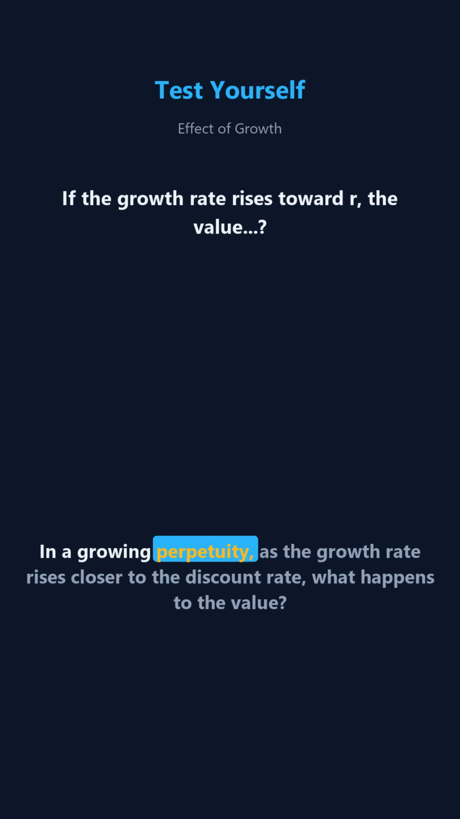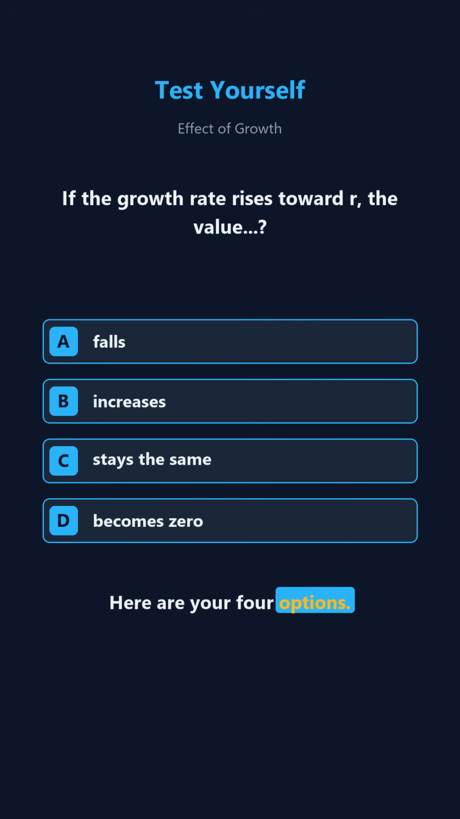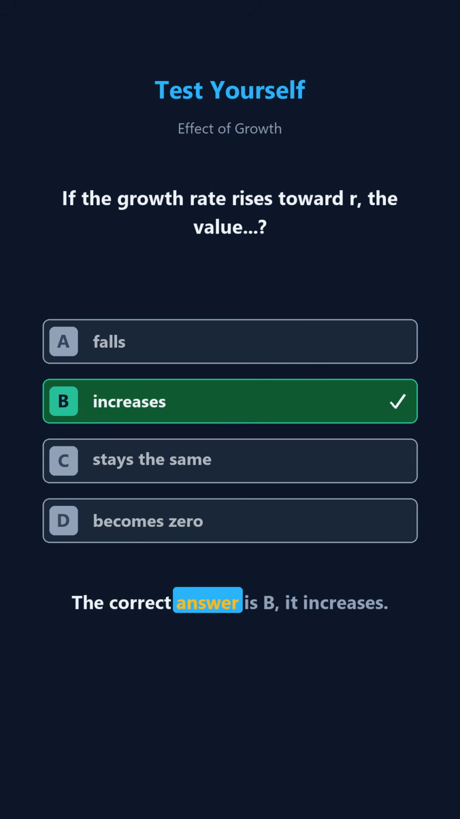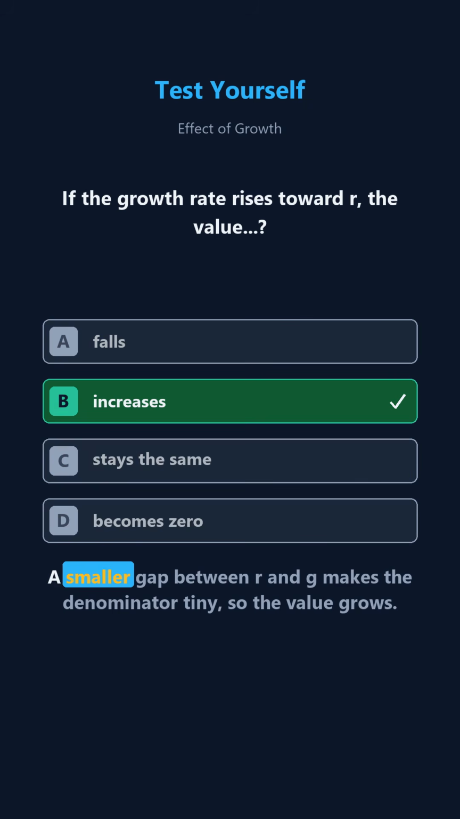Quick quiz, test yourself. In a growing perpetuity, as the growth rate rises closer to the discount rate, what happens to the value? Here are your 4 options. Pause the video and solve it now. The correct answer is B, it increases. A smaller gap between R and G makes the denominator tiny, so the value grows.